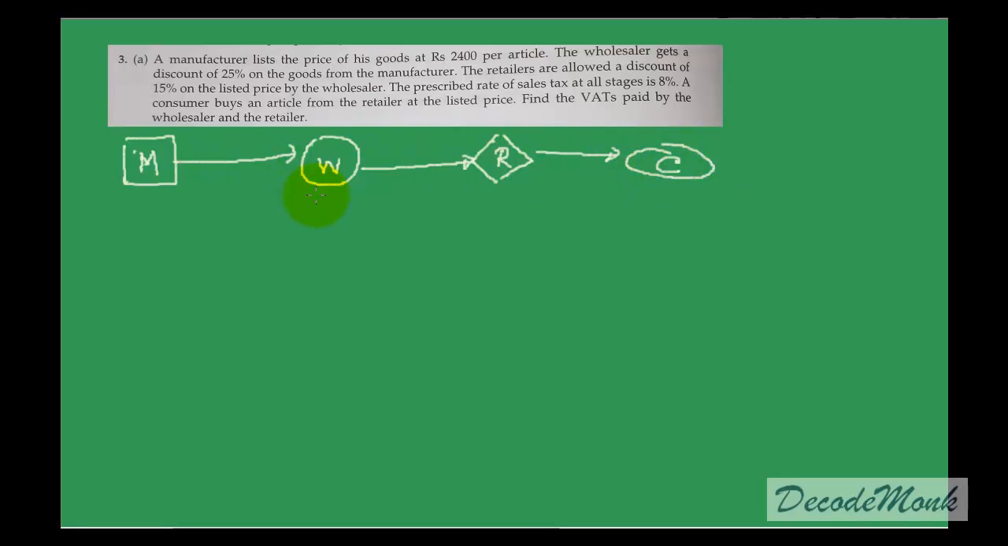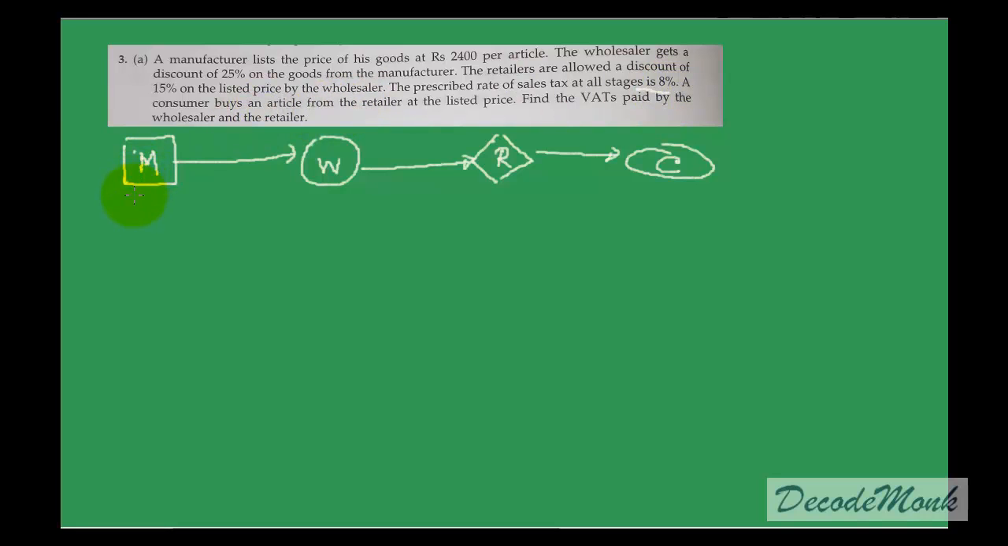The consumer buys an article from the retailer at the listed price. Find the VAT paid by the wholesaler and the retailer. So here we have got four entities. If we draw pictorially the whole story, we have got one manufacturer, and then one wholesaler. This wholesaler is selling the article to a retailer, and finally we have got a consumer. At each stage the sales tax given is 8%.